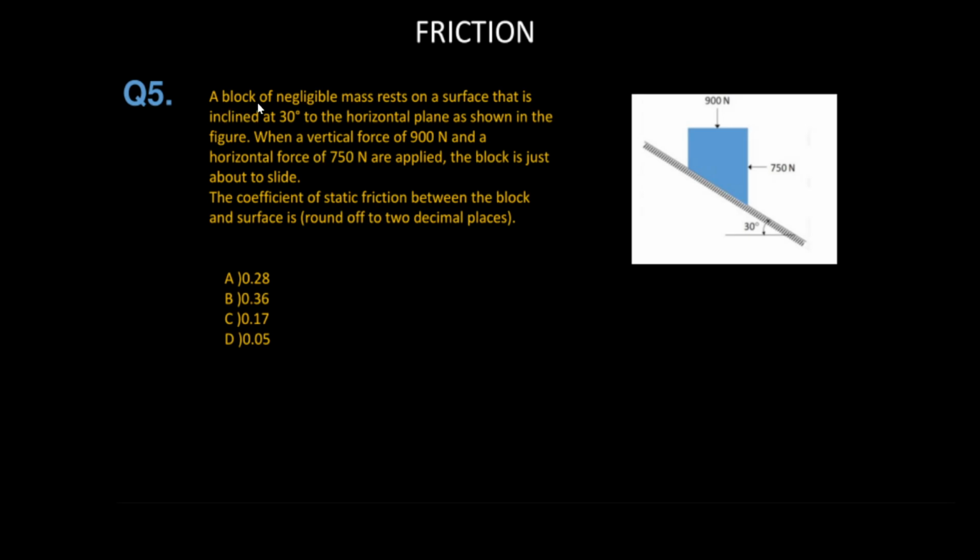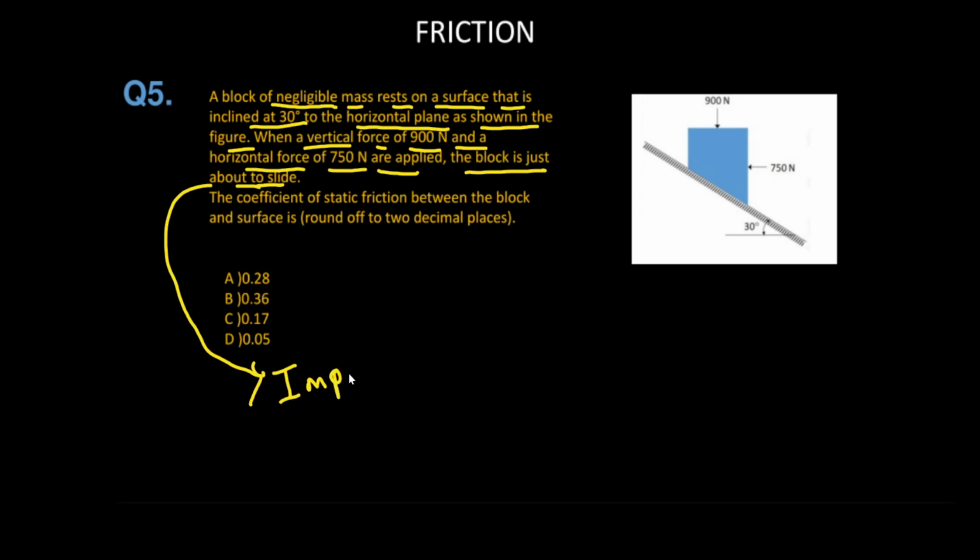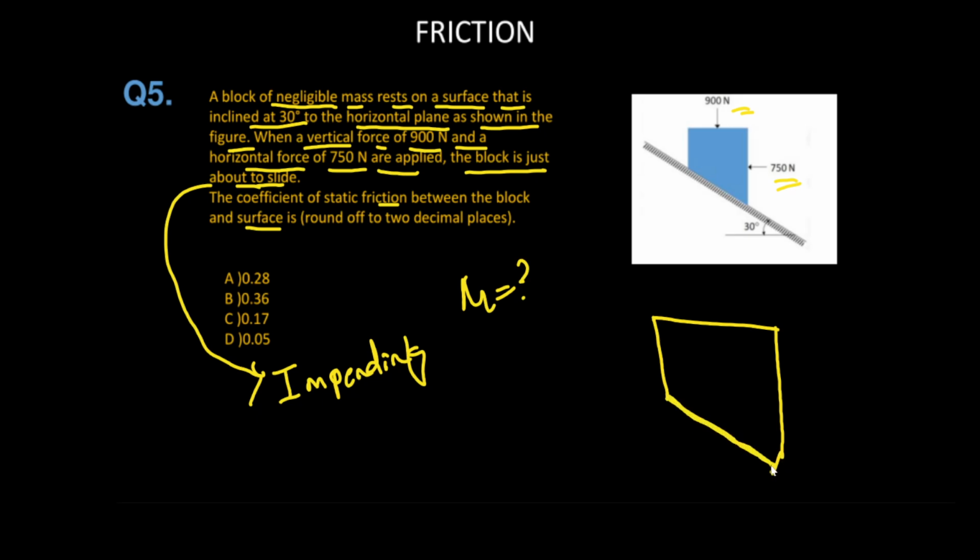Here is another question. A block of negligible mass rests on a surface that is inclined at 30 degrees to the horizontal plane, as shown in the figure. A vertical force of 900 Newton and a horizontal force of 700 Newton are applied. The block is just about to slide. Just about to slide means impending or limiting condition. She is talking about the coefficient of static friction between the block and the surface, the mu value. These are the forces applied on this block, so I will draw the free body diagram of this block.